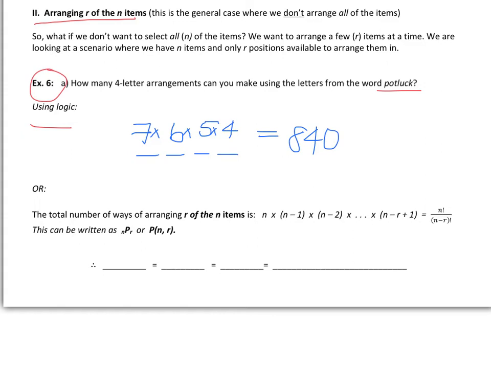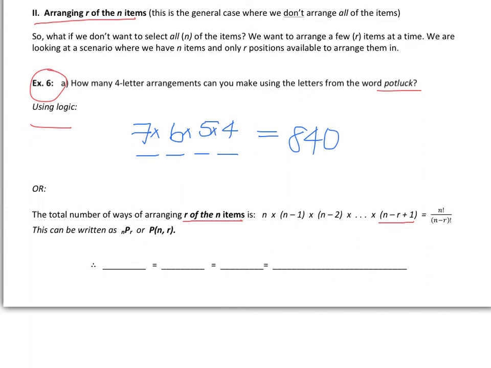So it's definitely very helpful if we can generalize what we did using logic into some sort of formula that we could use for the future. So the total number of ways of arranging r of the n items is n times n minus 1 times n minus 2, and so on, all the way until you get to n minus r plus 1. Now, why does that make sense?